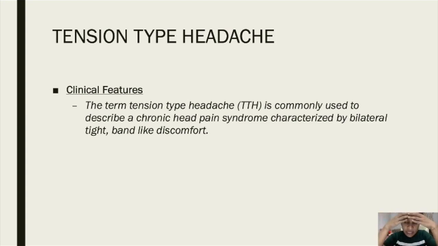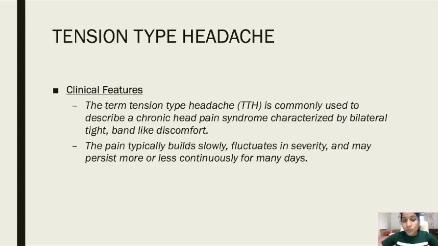So here we'll get a band-like tight bilateral discomfort, so you will get it on both sides, and the patient will feel it. This is a chronic type also. The pain typically builds slowly, fluctuates in severity, and may persist more or less continuously for many days. So it will start slowly and then become severe, then it will come down. So it will fluctuate in severity.